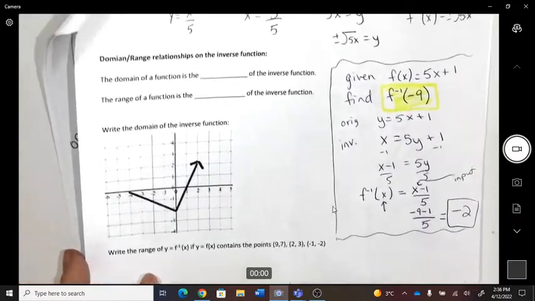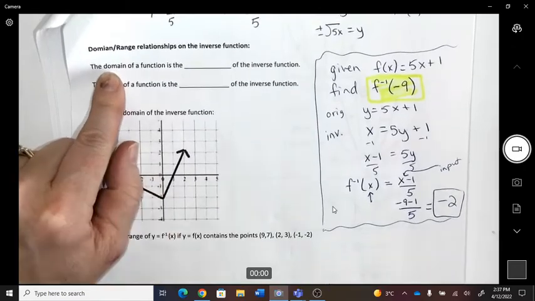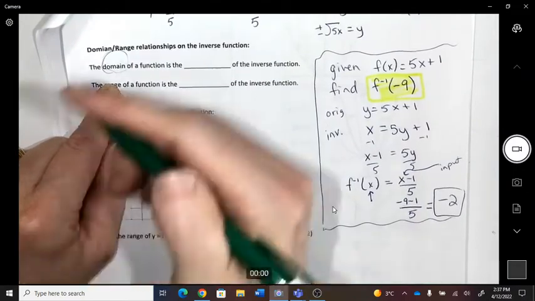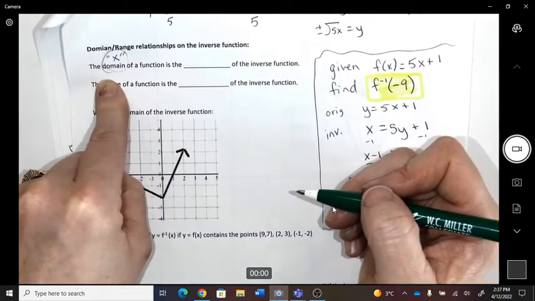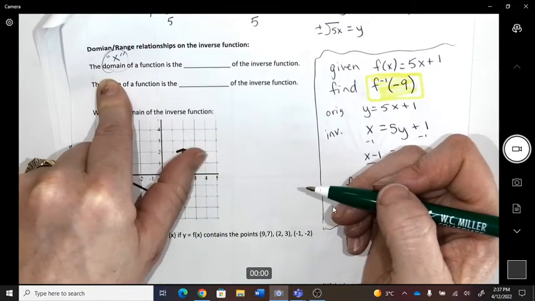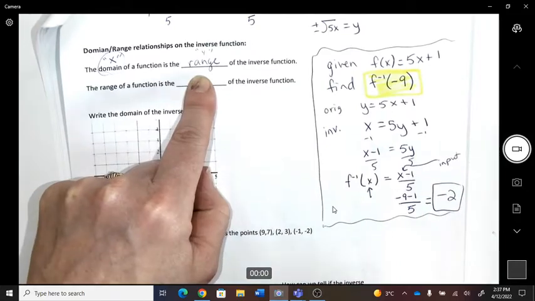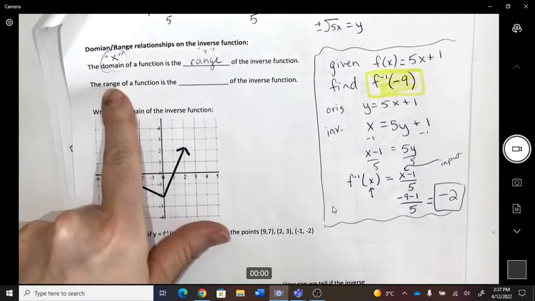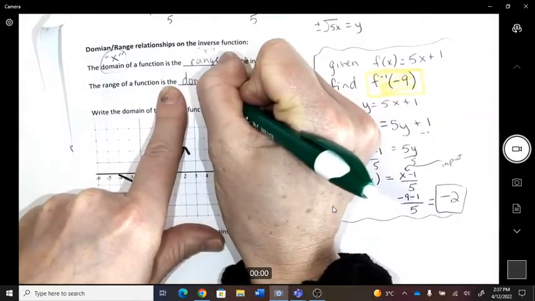What are the rules of an inverse function? The domain of the function. So, what does domain talk about? Do you remember the word domain? It talks about the x. So the domain of the function will be the range of the other function. Does that make sense? Because whatever you have as x values will now be the y values on the other one. The range of a function will actually be the domain of the inverse.